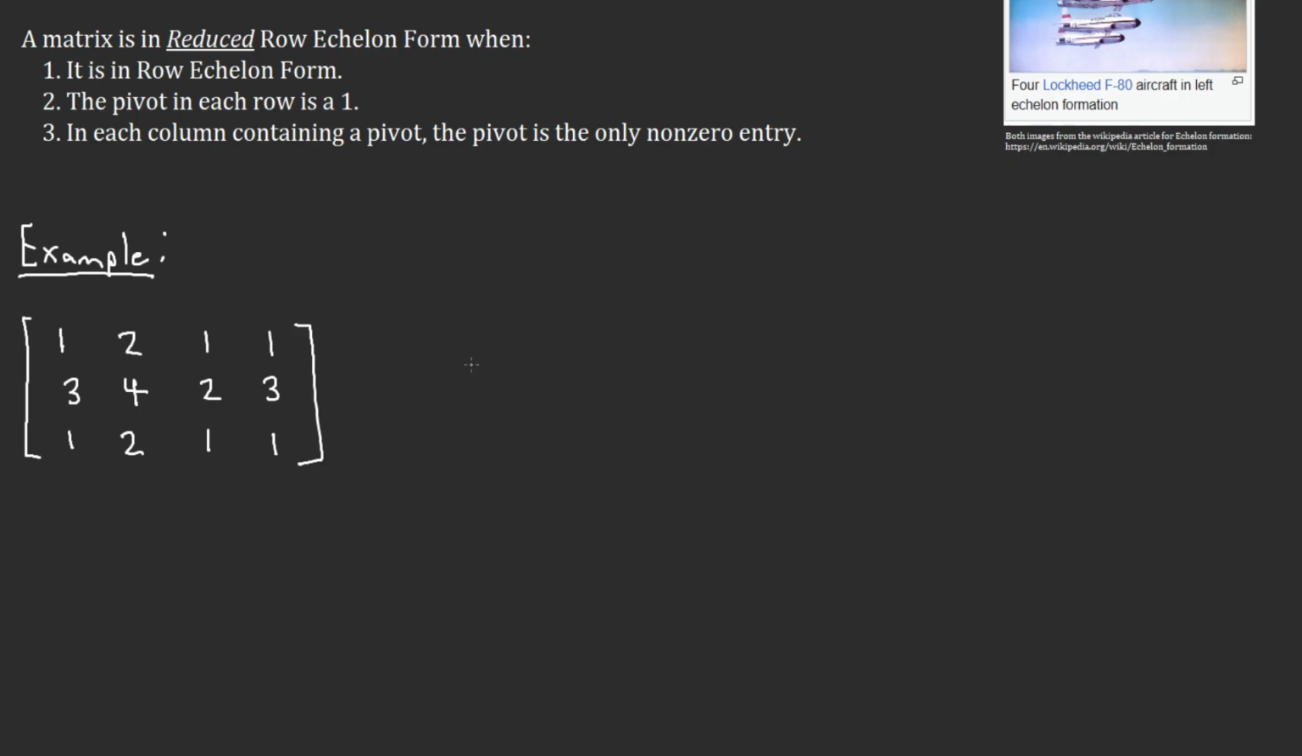And then there's also reduced row echelon form, where it's in row echelon form, but the pivot in each row is a 1. That's that diagonal entry we use to eliminate everything. And in each column containing a pivot, the pivot is the only non-zero entry. So we're going to look at that with this example.